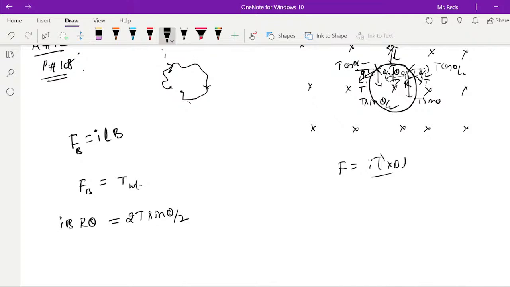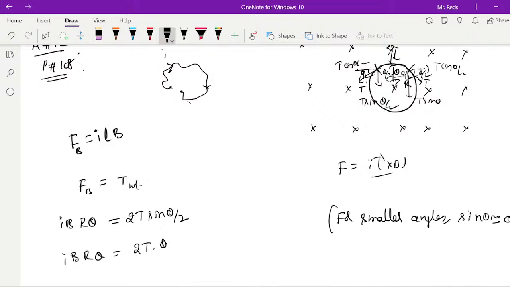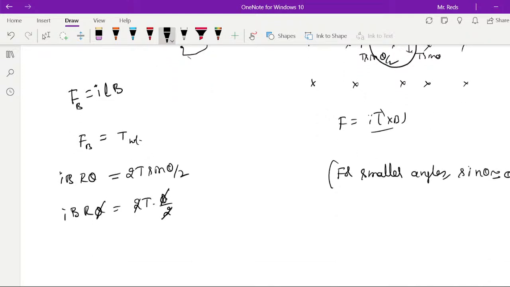So for smaller angles, sin theta can be approximately taken as theta. So sin theta by 2 approximately will be theta by 2. So this can be expressed as I B R into theta is equal to 2T into theta by 2. Here the 2 cancels, so T into theta is equal to I B R into theta. Theta gets cancelled. So the tension developed in this wire will become T is equal to I B R.